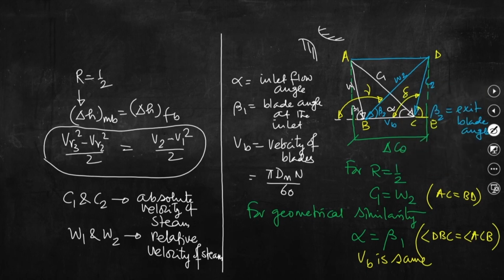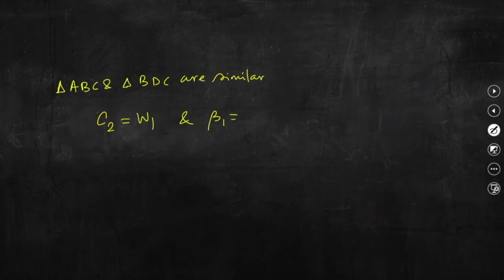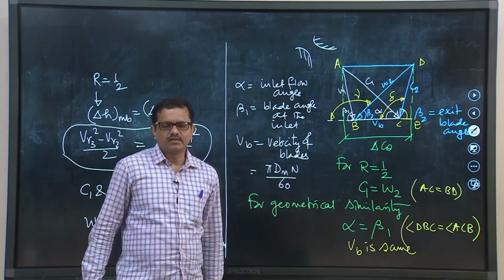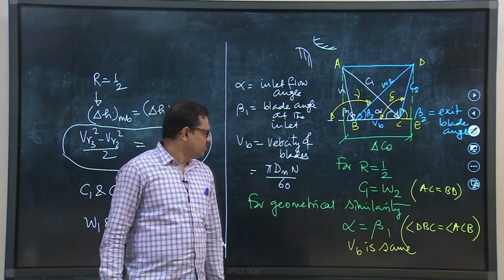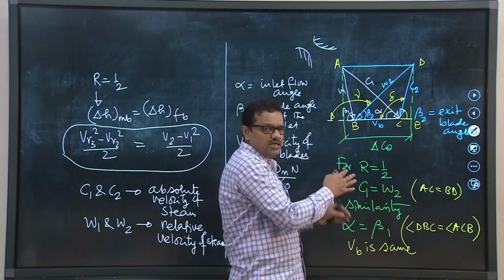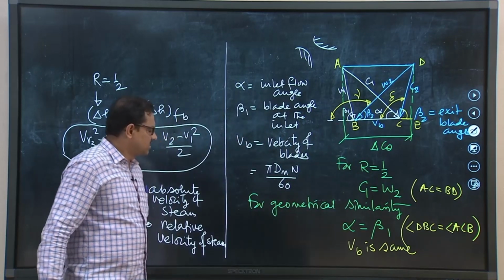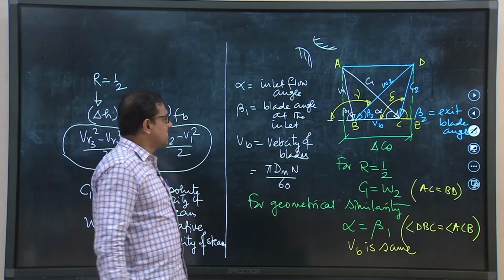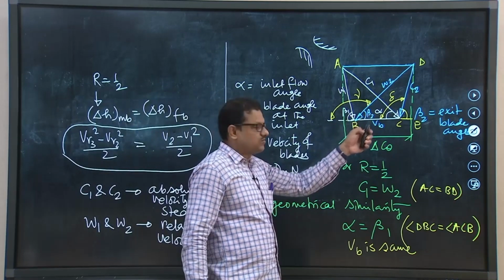So, this beta 1 equal to angle ACE, equal to 180 minus delta, that we can write easily, right, because these two triangles are similar. Now, basically it is very uncommon that the blades will be symmetrical, right. So what we can assume is the geometrical similarity of this rotor disc, but if blades are not symmetrical, then beta 1 is not equal to beta 2.